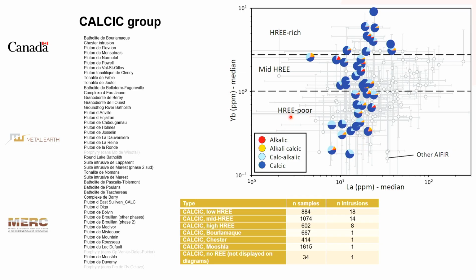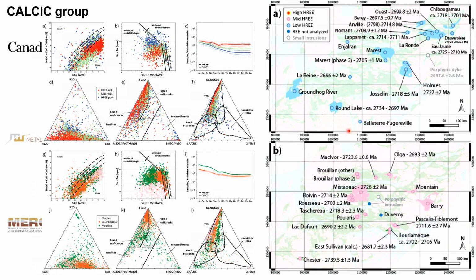The low heavy rare earth element group would be the TTG produced at high pressure. And the high heavy rare earth element group here will be produced at a much lower pressure. So this is well known, but what is new in this work would be to put everything in map view. So let's go.